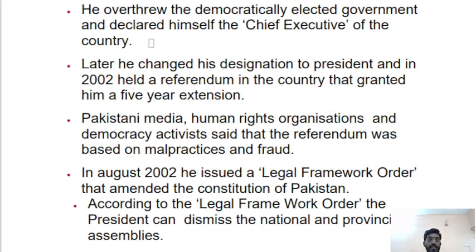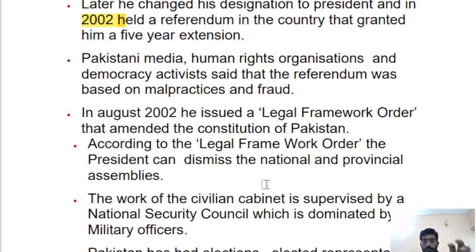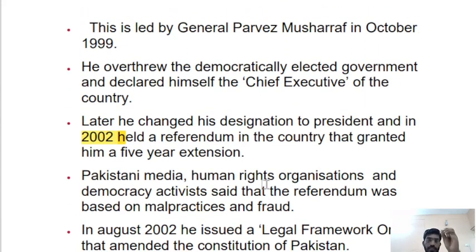Okay, in which year did he conduct the referendum? That is very important. That is 2002. Okay, this example you have to write in the exam. First you have to write the first feature and give one example.